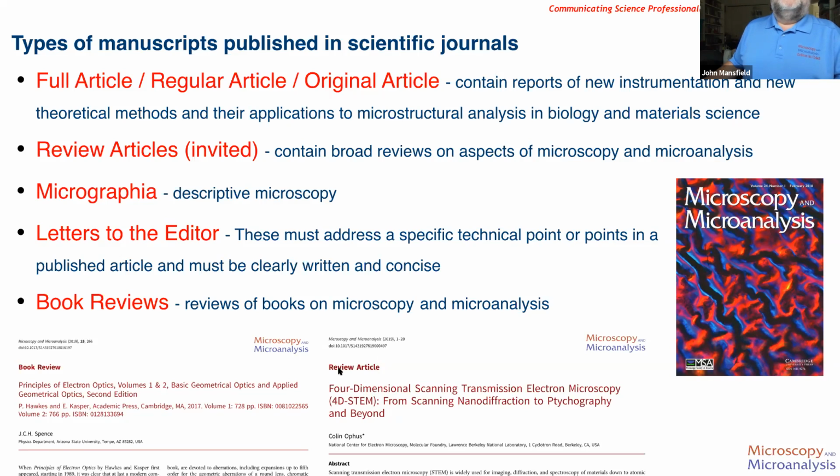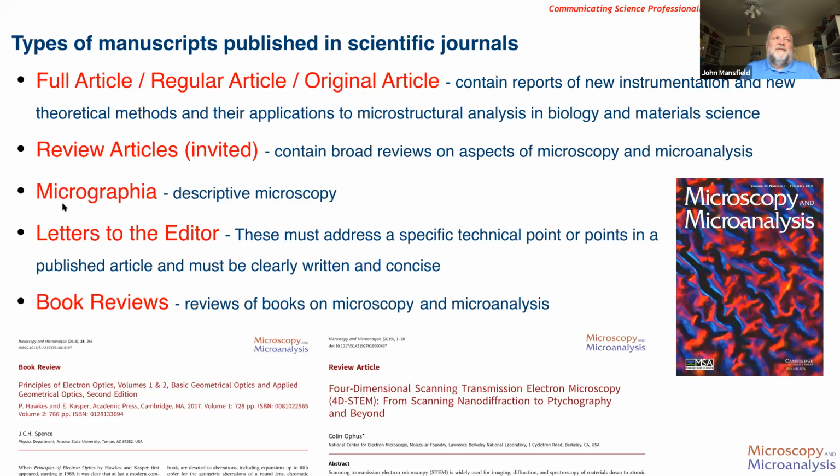So here's an example of an article. If this was an original article, it would just say original here. This is a review article that will come out in the June issue of the journal that is about to come online in the next few days. And in print, it will follow in about a week's time. Colin Ophus from the Molecular Foundry at Lawrence Berkeley has done a really, really nice job of 4D STEM review. And I encourage you to run out and read that immediately.